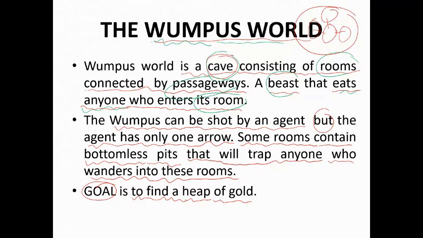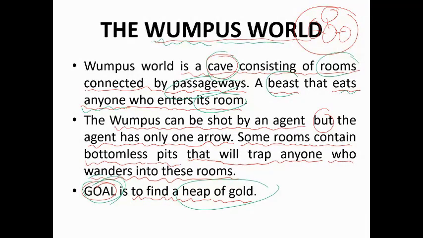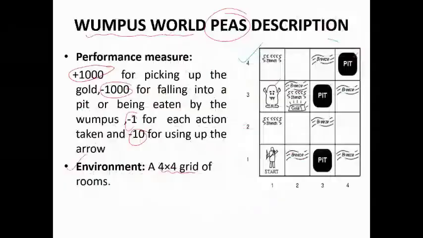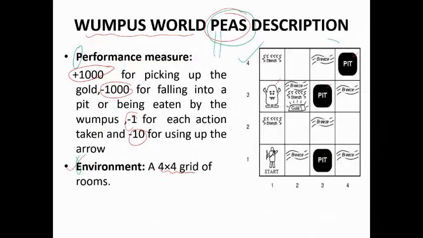And the goal is to find the heap of gold. So this is the goal, our goal in this game. So here, we can see the PEAS description: performance, environment, actuators, sensors.